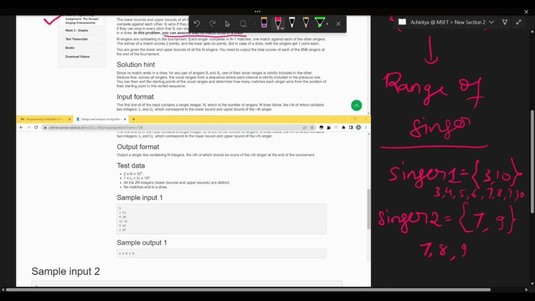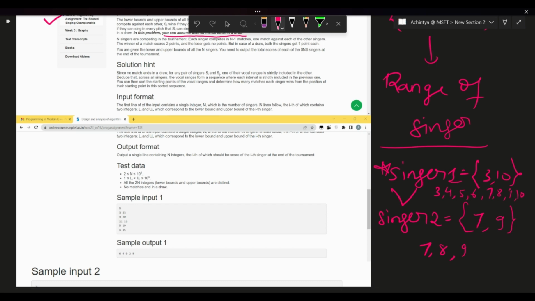Now, can singer 2 sing what singer 1 can sing? No, it can't sing 3, 4, 5, 6. It can sing only 7, 8, 9, right? But singer 1 can even sing those pitches which singer 2 can sing. Try to catch my words: singer 1 can sing even those pitches which singer 2 can sing. So if I hire singer 1, I would have less cost and more variety, right? So that's why singer 1 wins here. That's what my question is trying to say. And there is no draw here.